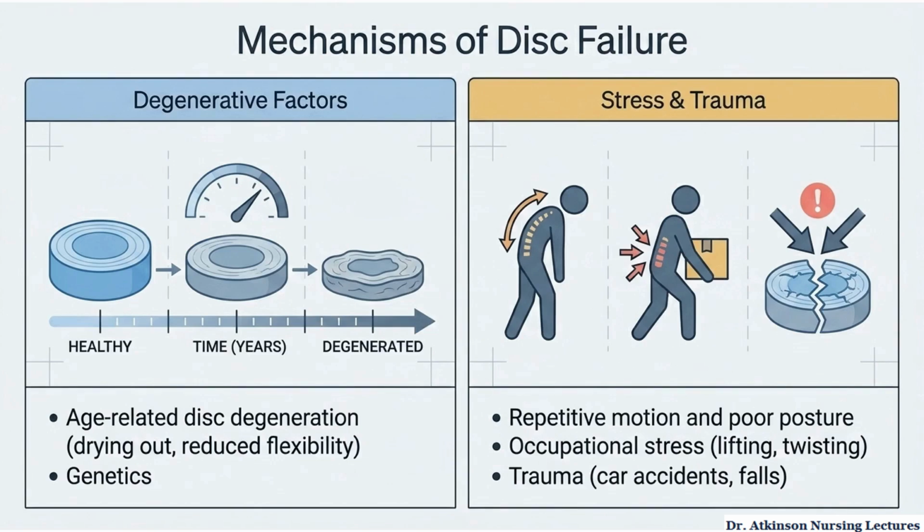Disc failure usually develops from a combination of degeneration and mechanical stress. Over time, discs lose hydration and flexibility, weakening the annulus fibrosus. Repetitive motion, poor posture, lifting, twisting, and trauma can then trigger disc rupture or herniation.